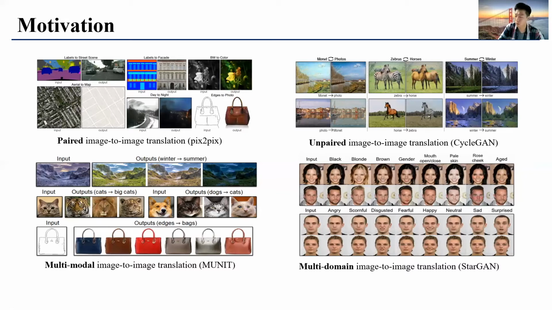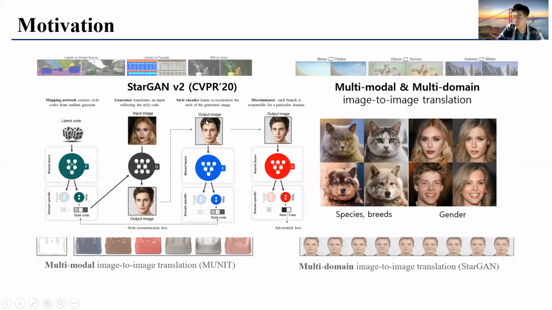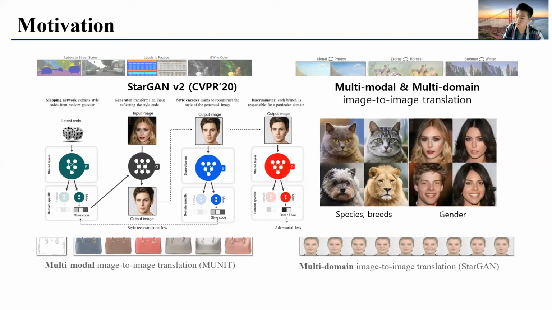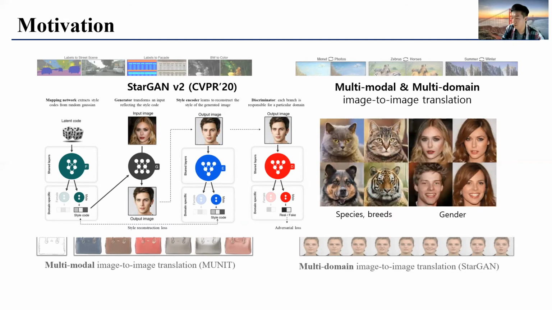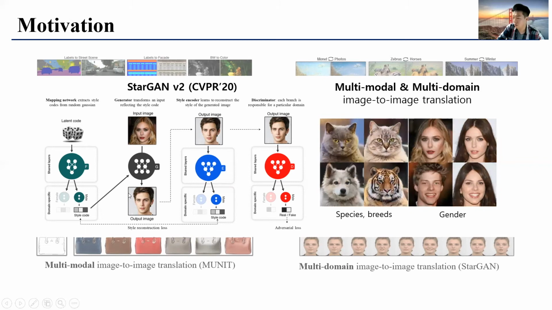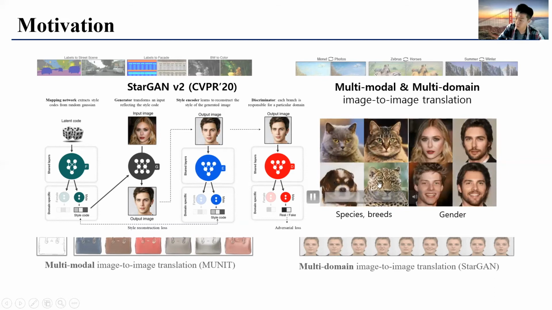And recently, in CVPR 2020, we proposed StarGAN version 2, which could do this: a single model which can deal with multimodal generation and multi-domain generation as well, in image translation. So with a single model, it could translate different types of domains, and also different types of images within a domain.